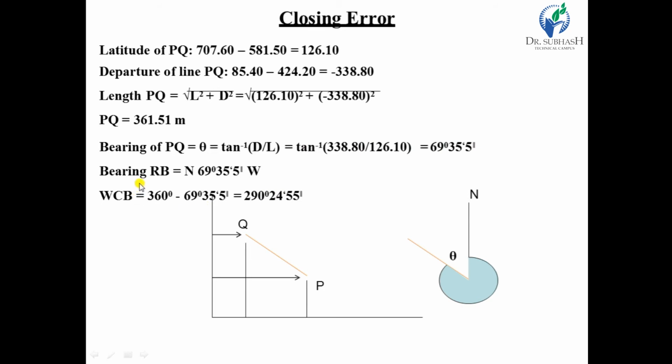After that, the reduced bearing of that line is northwest, right? See in the picture that 69 degrees comes within the northwest quadrant. Here is the northwest quadrant, properly shown in this picture. So the whole circle bearing of this line is equal to 360 minus the northwest bearing 69 degrees 35 minutes and 5 seconds, which is 290 degrees 24.5 minutes.